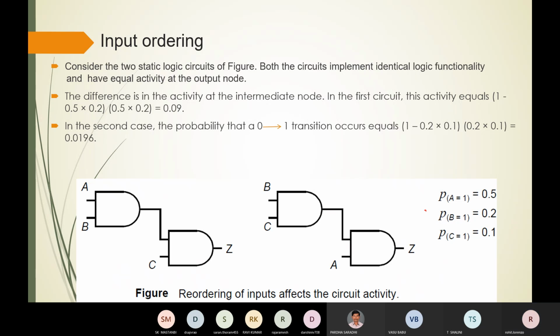Now, another technique is input ordering. By input reordering, we can also minimize the switching activity. How can we do this? On the right hand side, you can see PA, PB, PC, and different switching probabilities are given. If we just change the input order, we can minimize the switching activity. The probabilities are 0.5, 0.2, 0.1.